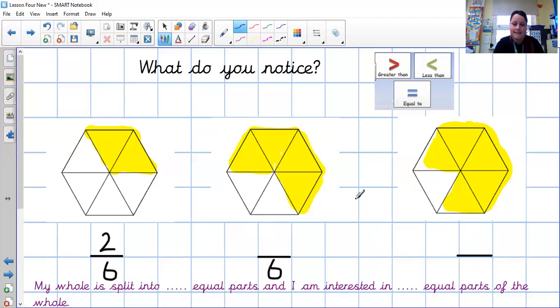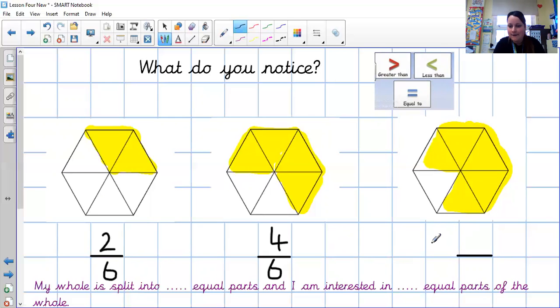So our denominator is 6, and we'd expect it to be 6 because our WALT today is all about ordering a set of fractions with the same denominator. So our whole has been divided into 6 equal parts. And I am interested in how many equal parts of the whole. Well, let's have a look how many are shaded in this time. 1, 2, 3, 4. So my numerator is 4.